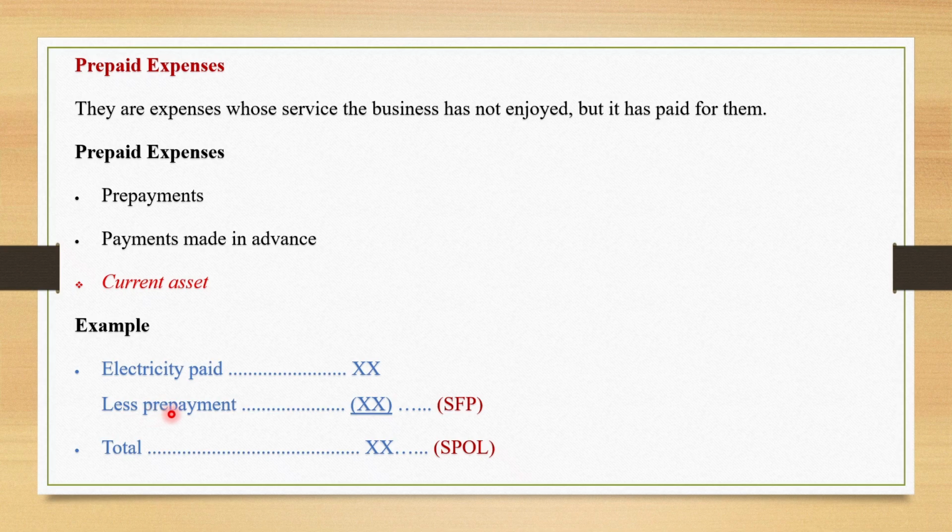So this prepayment is being recorded in current assets. Only this prepayment that is being deducted from the electricity paid for the year is the only one being recorded in current assets. In other words, you take the electricity paid, then you deduct the payment paid in advance, then the total you get is going to be recorded in the statement of profit or loss, and this prepayment you have deducted is the one that you will record under the statement of financial position under current assets.